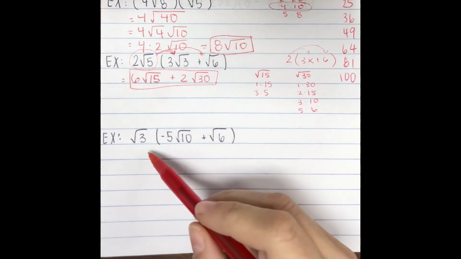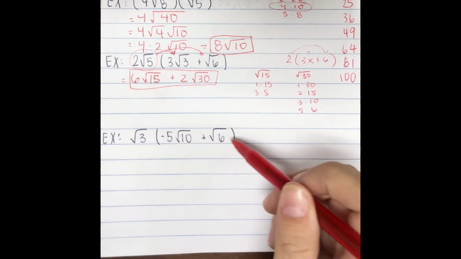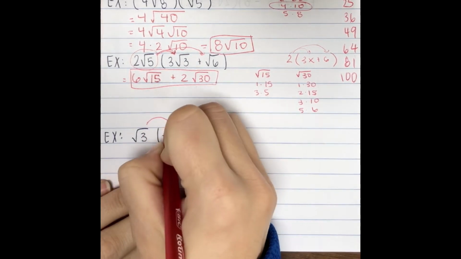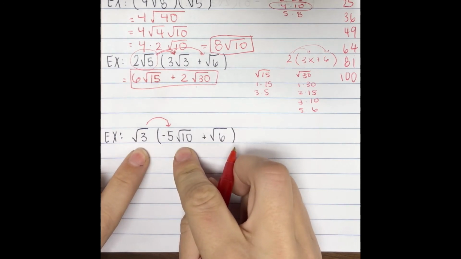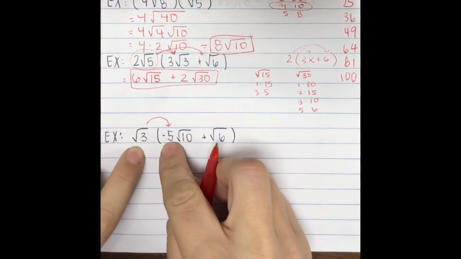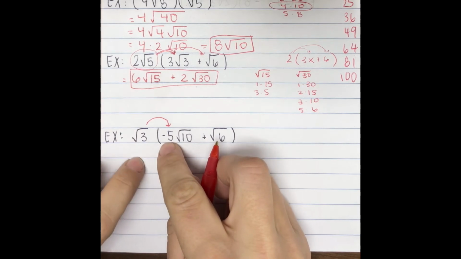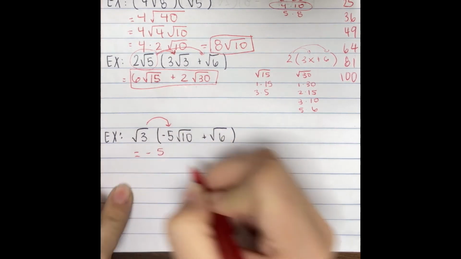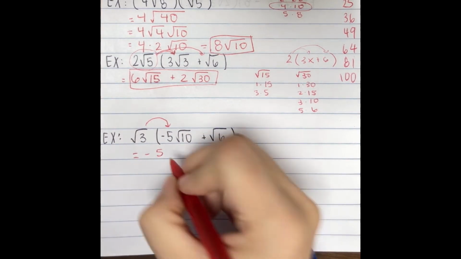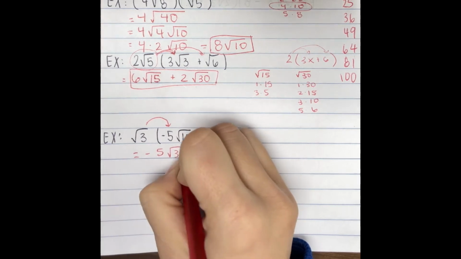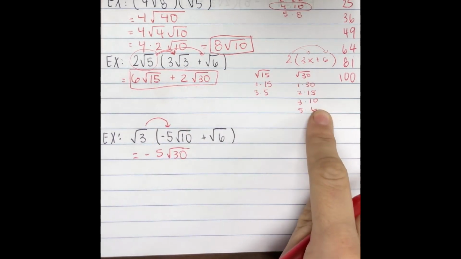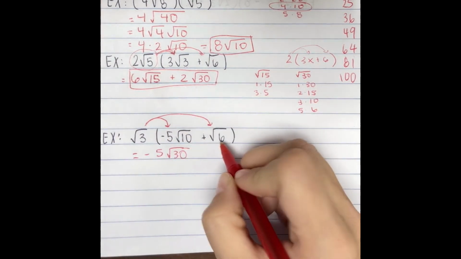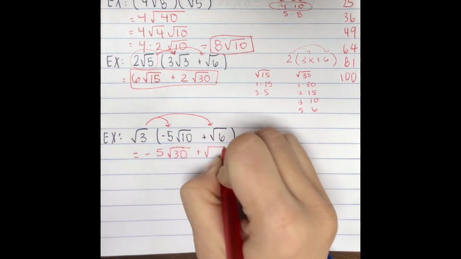Next example, we have square root of 3 times negative 5 square root of 10 plus square root of 6. So once again, we're distributing. So I'm going to distribute my square root of 3 to this first term. I don't have a number out front in square root of 3, but I have a number here. So 1 times negative 5 gives us a negative 5. And then square root of 3 times square root of 10 is square root of 30. And as we saw up above, square root of 30 cannot be simplified. And square root of 3 times the square root of 6 gives us the square root of 18.